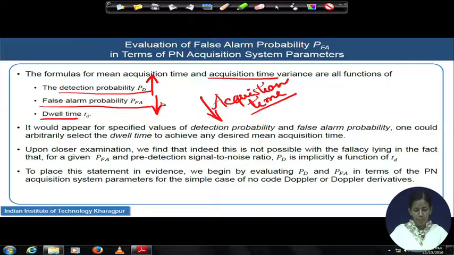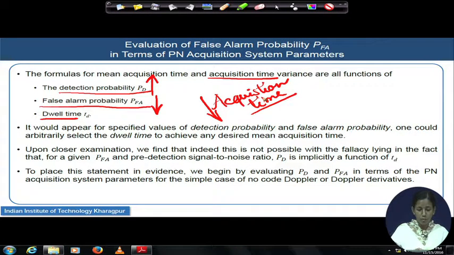And remember one more thing: whenever we talk about the acquisition time, if we see its expression, which we will discuss later, we will see it is a function of PD, the detection probability, the false alarm probability, as well as the dwell time. So one may ask: if I know the detection probability and the false alarm probability, can I arbitrarily choose the dwell time TD to achieve the mean acquisition time? But the answer is not so easy.